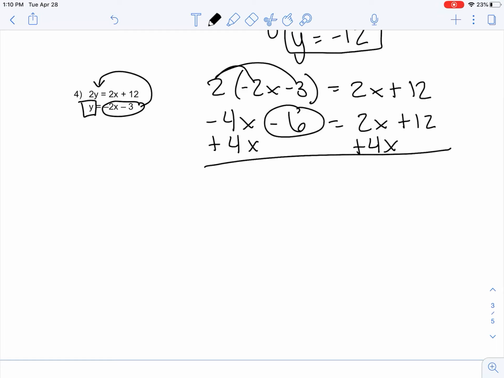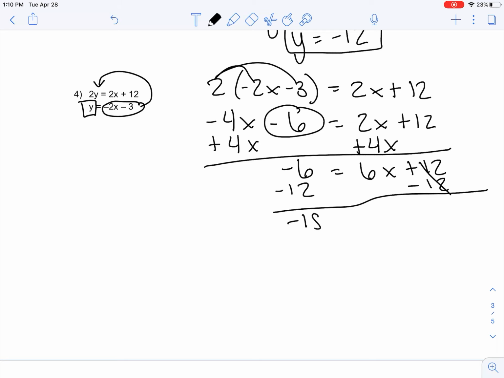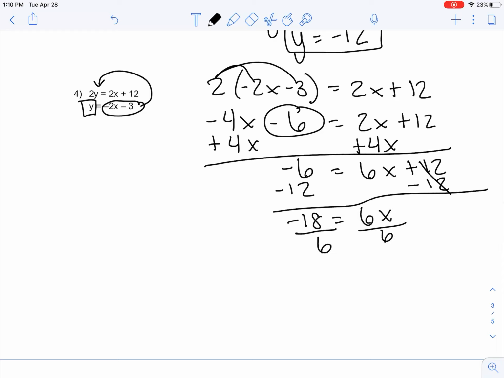This is negative, make sure you watch that. So negative 6 equals 6x plus 12. Subtract 12. Negative 18 equals 6x, divide by 6. Negative 3 equals x. Substitute that in for y.